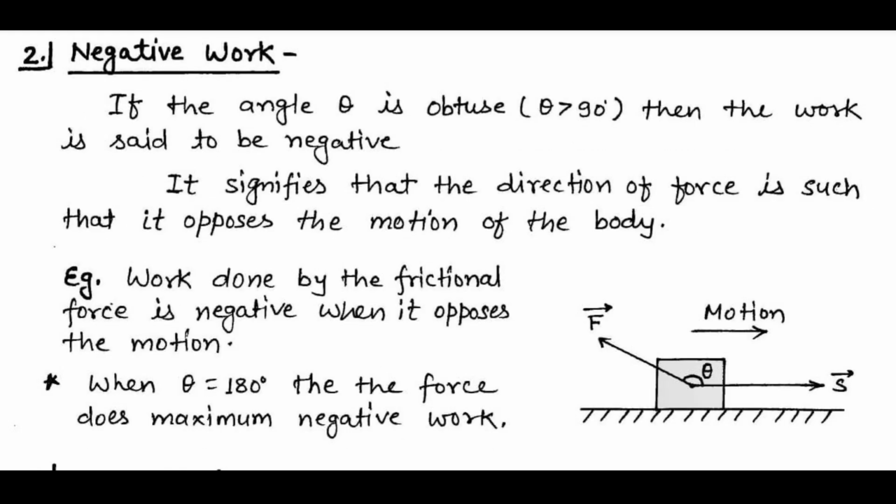For the negative work done, if the angle is obtuse, then the work is said to be negative. It signifies that the direction of the force is such that it opposes the motion of the body. For example, the frictional force is an opposing force and it opposes the motion, so the work done in this case is negative. The frictional force and the applied force are acting in different directions at the same point, so the angle theta is 180 degrees. When theta is 180 degrees, then the force does maximum negative work.